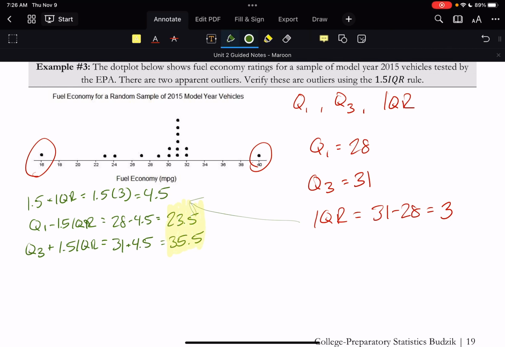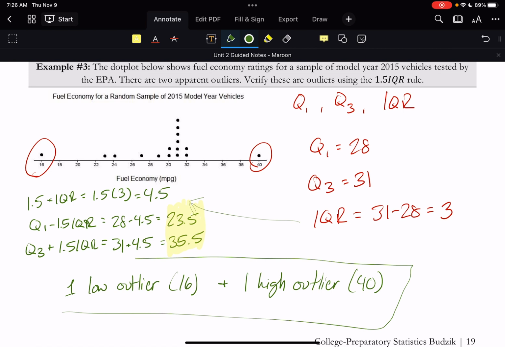So I do, in fact, have 2 outliers. I have one low outlier, which is the value of 16, and one high outlier, which is that value of 40. Okay, so again, that's how mathematically you show if you have an outlier or not with the 1.5 IQR rule. Get the upper, the lower, find the IQR, 1.5 times it, add, subtract, see if anything falls outside of that value.